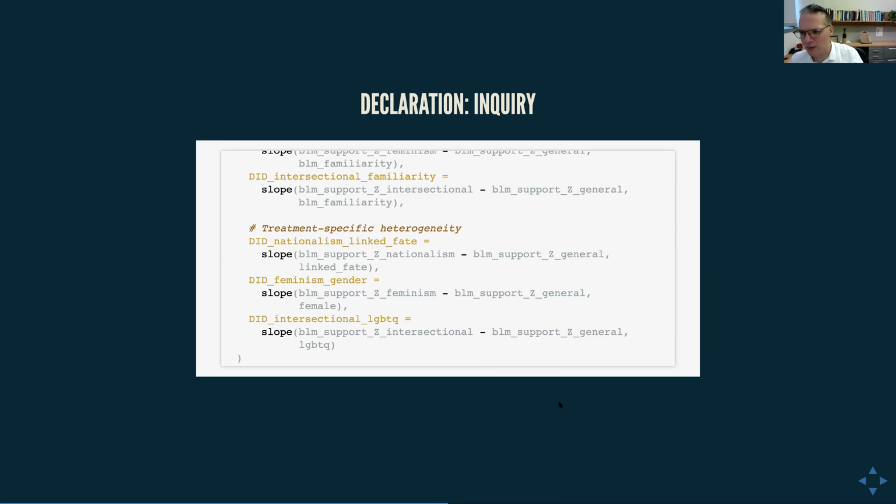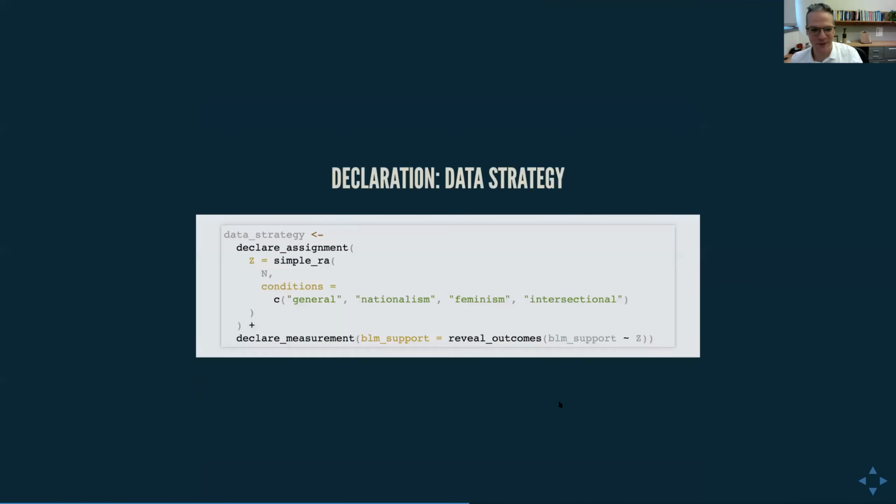I should say all of this code has been posted to an R script. And if you have questions about it, Sophia is on call to answer your questions.